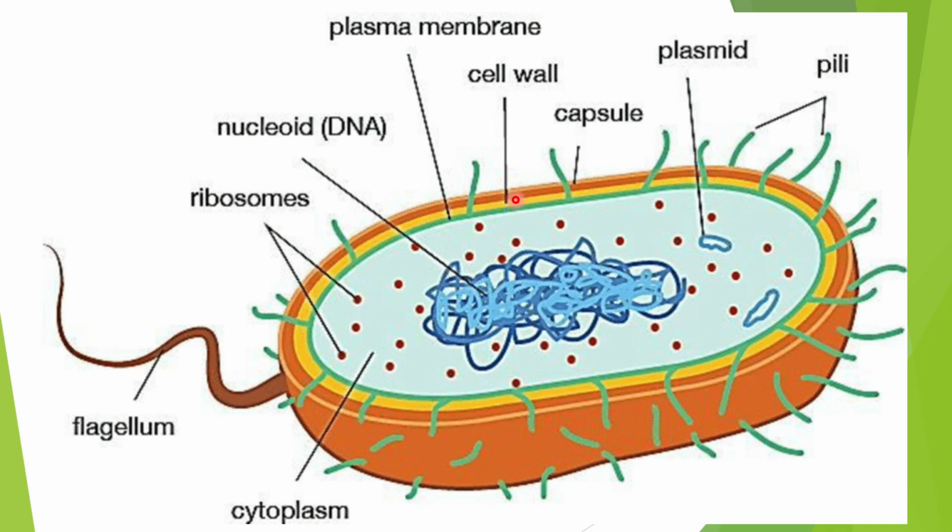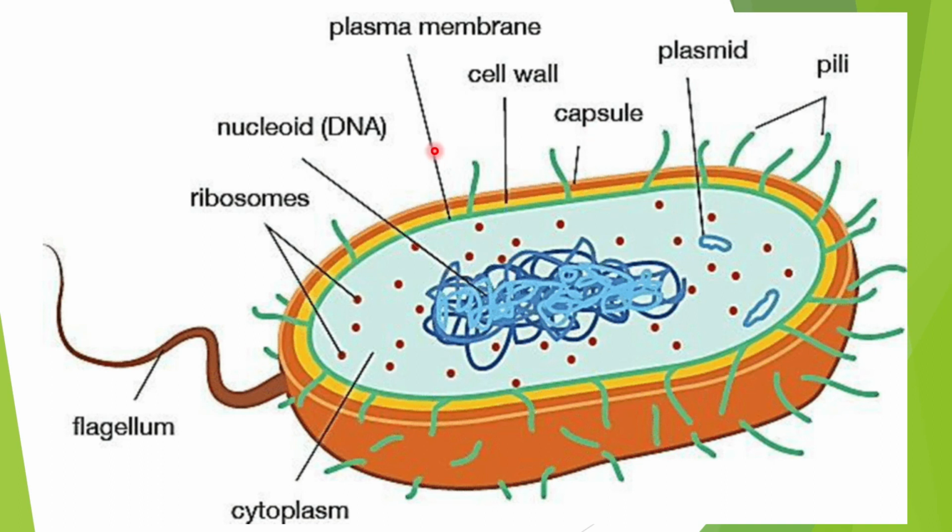The important points regarding the cell wall are that in gram-positive bacteria, the cell wall is composed of peptidoglycan, and in gram-negative bacteria, it is composed of lipopolysaccharide. In acid-fast bacilli, we can see mycolic acid in the cell wall, and Mycoplasma is the smallest bacteria and does not have any cell wall.